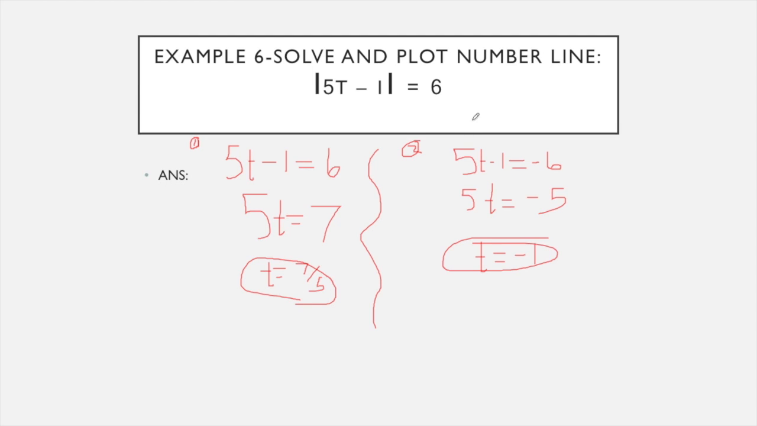The last thing it asks us is to plot them on a number line. So for that, on a test, you'll be given a number line. You can just plot those on there. So say this is 0. So negative 1 would be here. That's 1 point. 7/5 is a little bit more than 1. This is 1, and this is 2. 7/5 would be about there. And those would be our 2 points, and that is our solution to example 6.